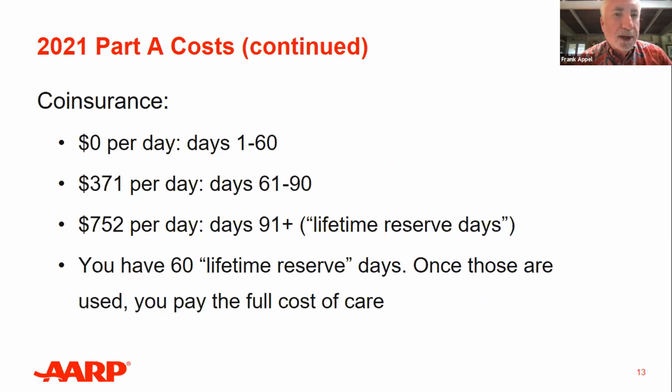For Part A, you're going to be subject to coinsurance or additional copays. For the first 60 days, there's no additional coinsurance, but if you, heaven forbid, are hospitalized for more than 61 days, you're going to pay $371 a day. And if you're hospitalized more than 91 days, you're going to pay $752 a day, but you only have 60 lifetime reserve days above that 91-day limit. So once those 60 days are used, you pay the full cost of hospital care.